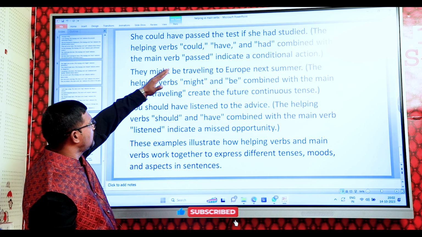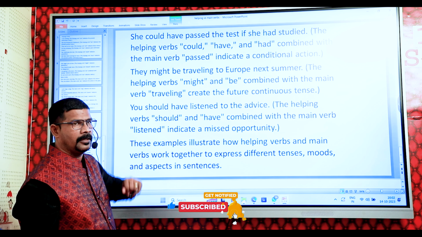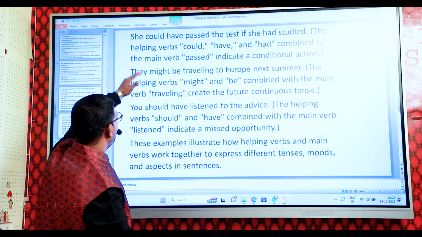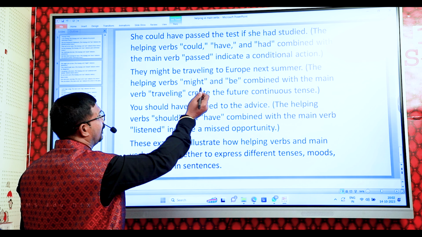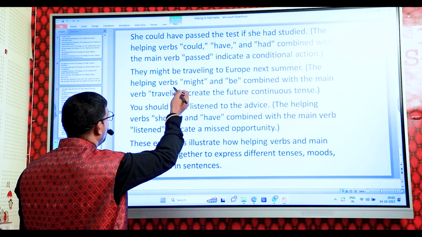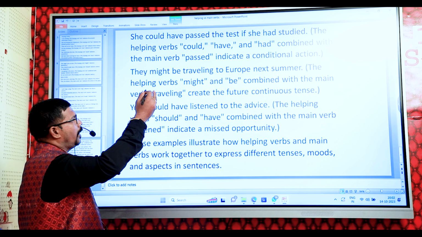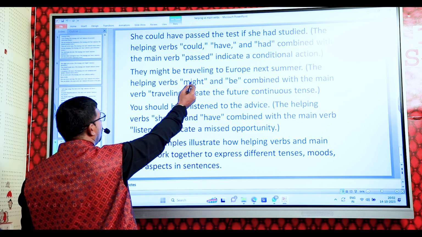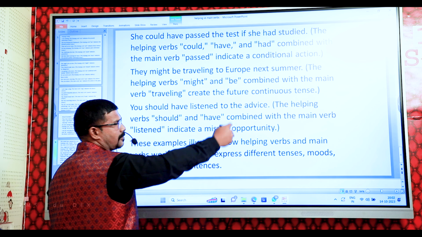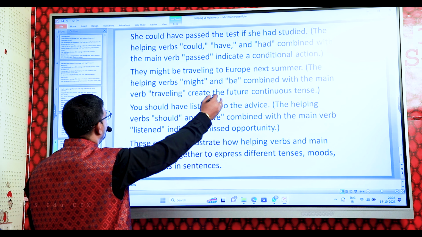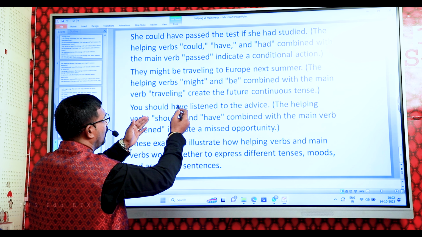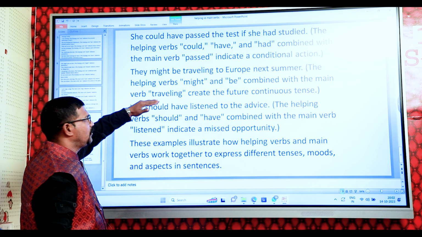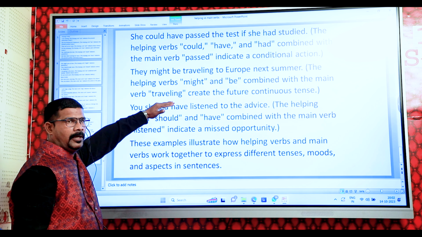She could have passed the test if she had studied. The helping verbs could, have, and had combined with the main verb passed indicate a conditional action. They might be traveling to Europe next summer. The helping verbs might and be combined with the main verb traveling create the future continuous tense.